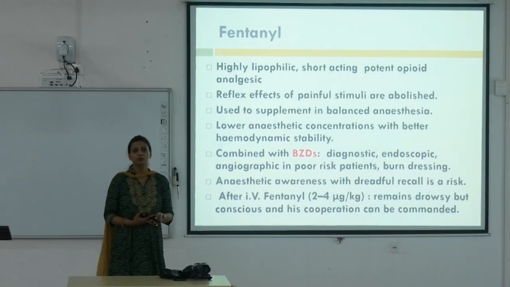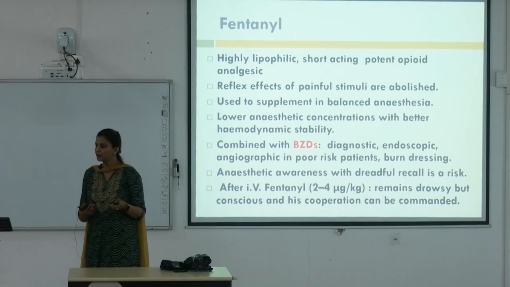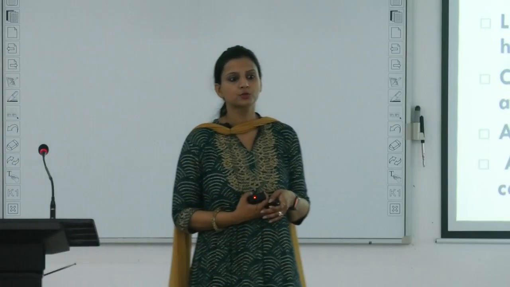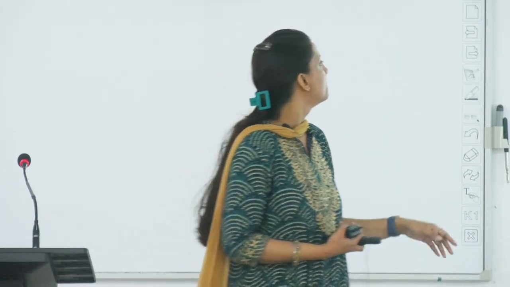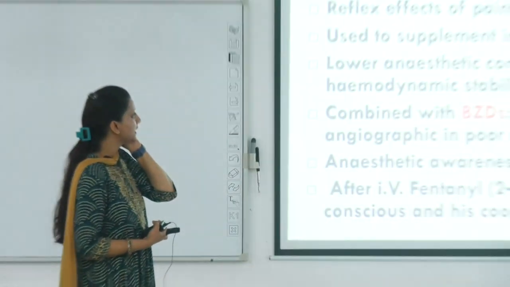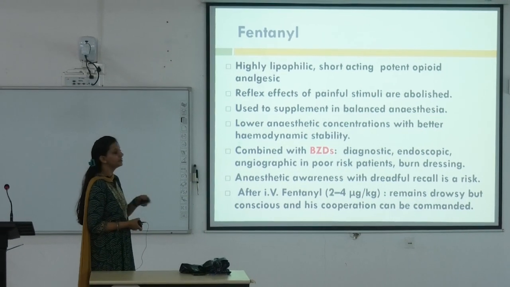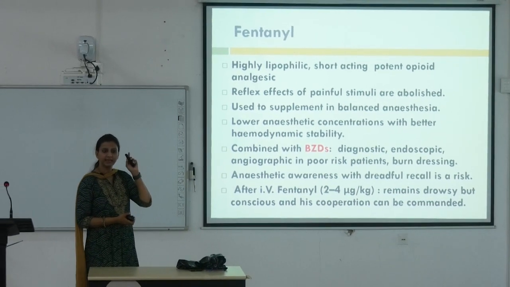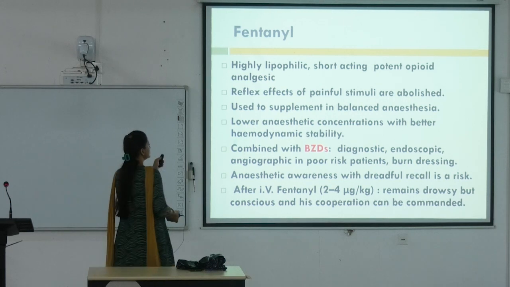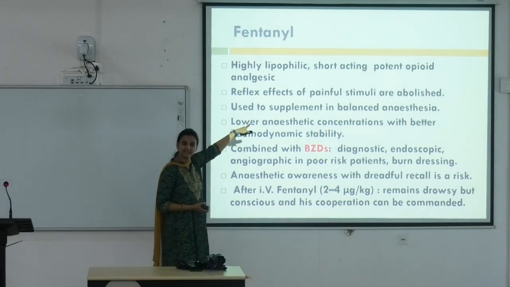Next, fentanyl. Which group of drug is fentanyl? Opioids. Most commonly used opioid for balanced anesthesia. Fentanyl, most common analgesic in opioids. It is a highly lipophilic, short-acting, potent opioid analgesic. Reflex effects of the painful stimuli are abolished. Mainly as an analgesic, we are using it. It is used to supplement in the case of balanced anesthesia.